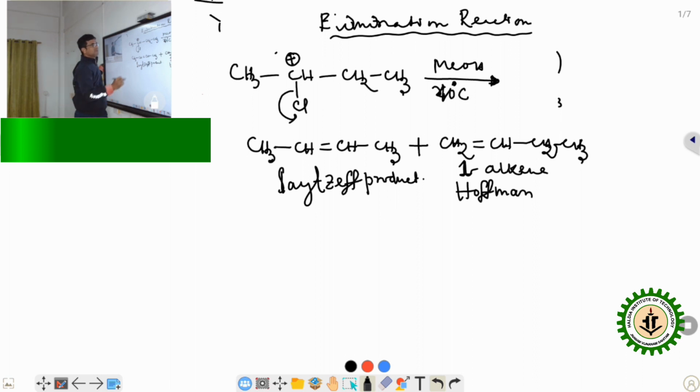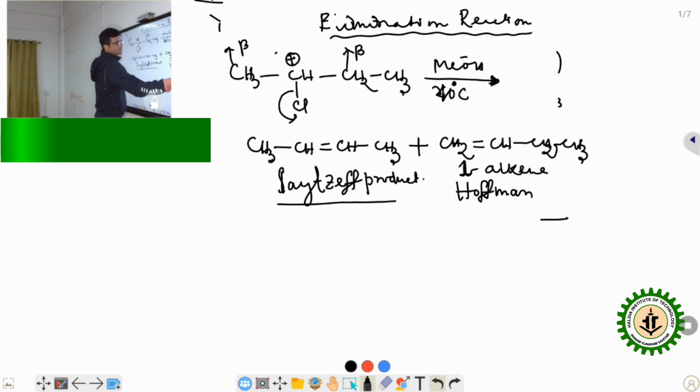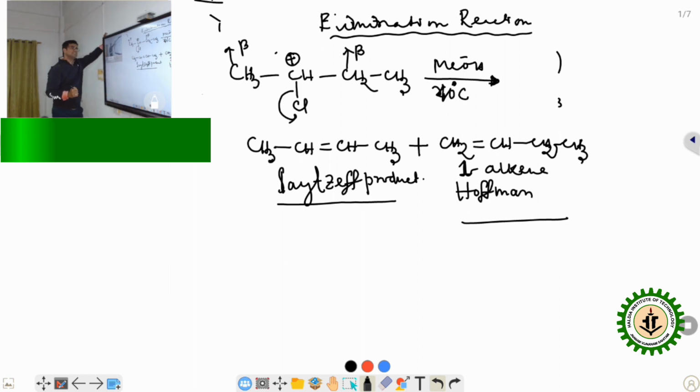that will be abstracted by this weak base, either from this beta position or from this beta position, leads to the formation of these two kinds of alkene. And of course here the major product will be the Saytzeff product, because the transition state leading to the formation of this alkene is the major one.